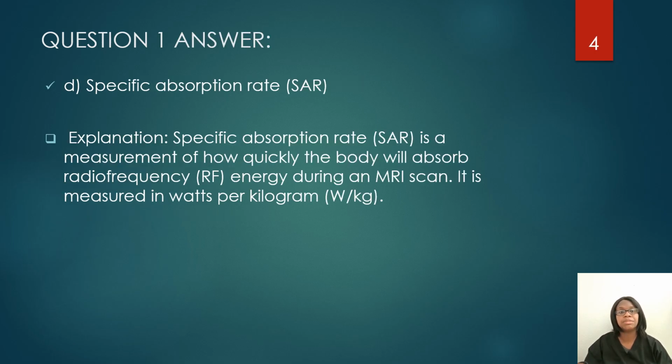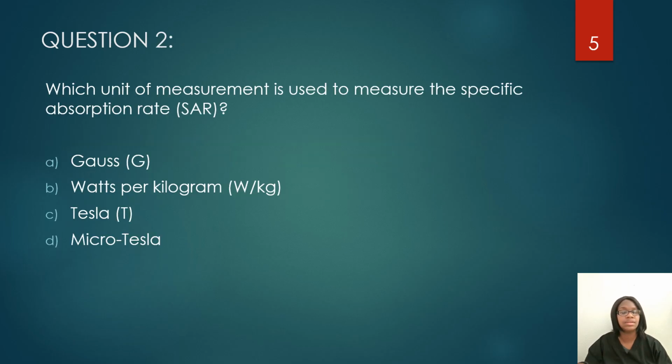So the answer is specific absorption rate. And if you don't know, SAR is a measurement of how quickly the body will absorb the RF energy during an MRI scan. Keep in mind that the unit or the measurement of SAR is watts per kilogram. So just make sure you know all of this information.